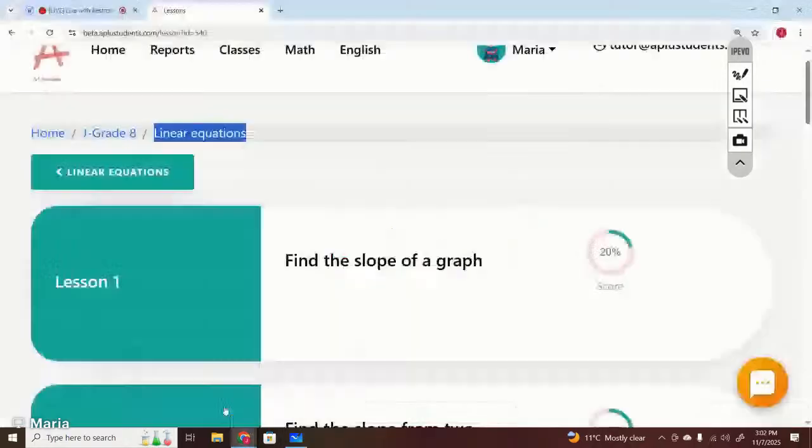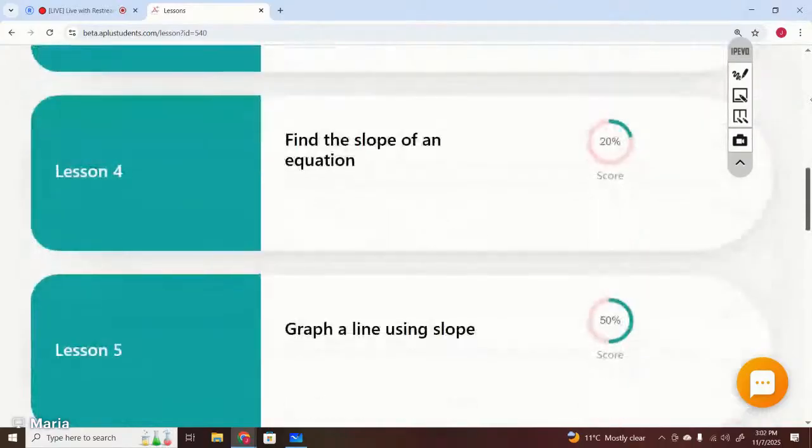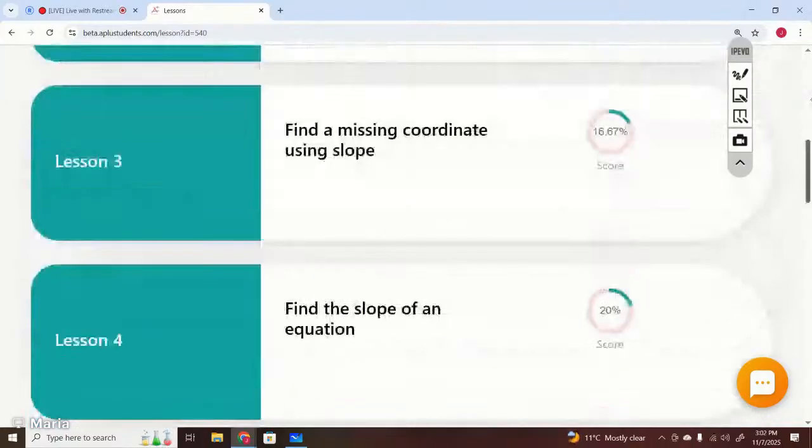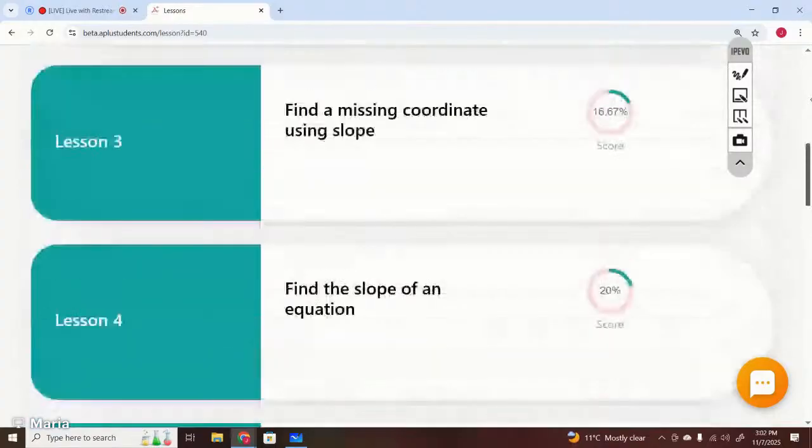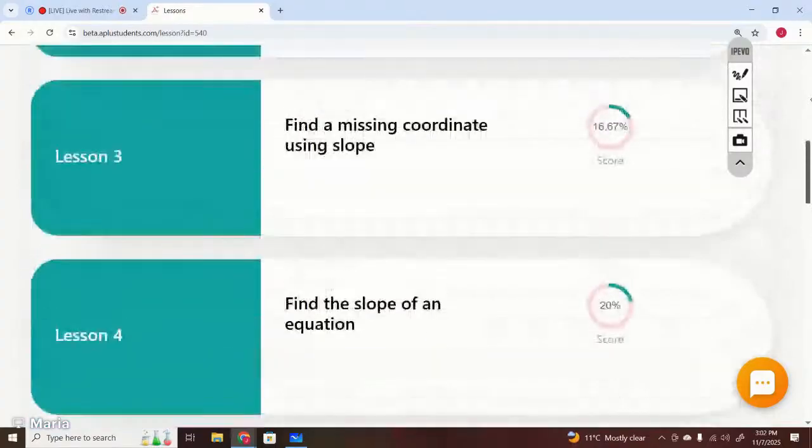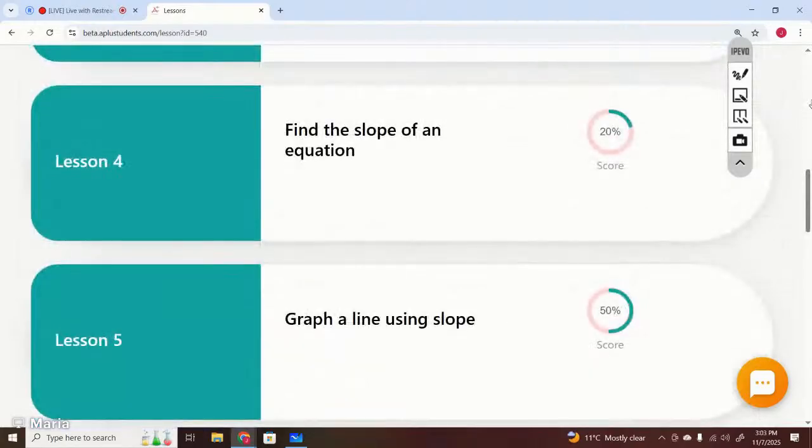So please make sure you have your notebook and pencil so that you can note down the important examples. Let's just start with the lesson that is find the slope of an equation.